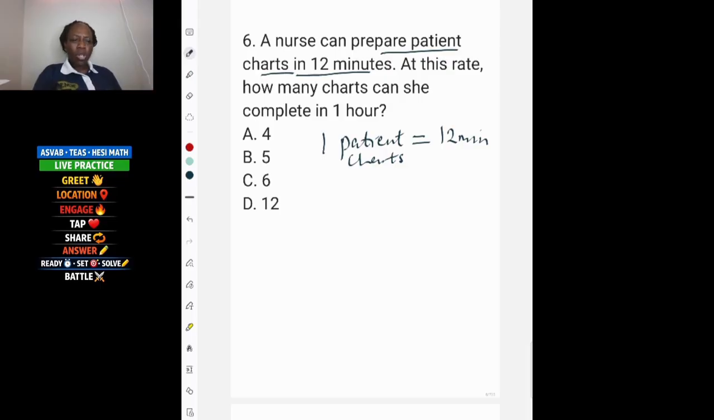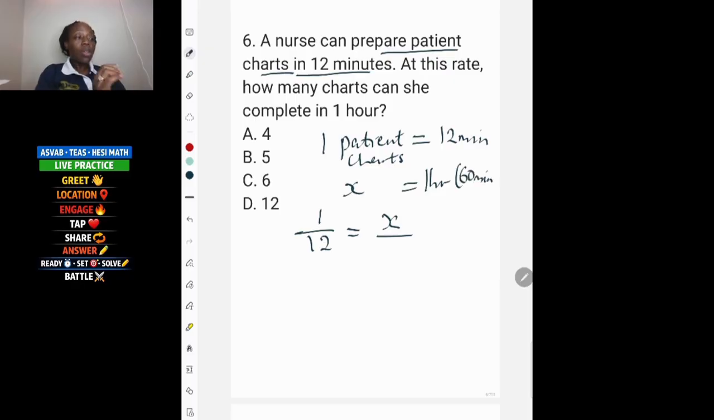So what do we want to do? We can say x is how many charts, equal to 1 hour. We can use proportion here. If you like, you can just divide straight. But do we use 1 hour here, or what? So I will say 1 over 12 is x over what? 60, because 1 hour is 60 minutes.